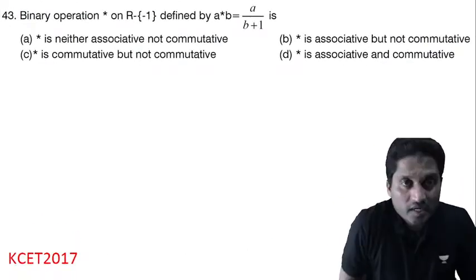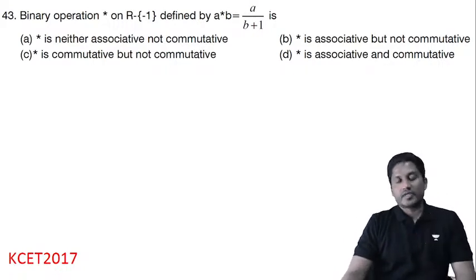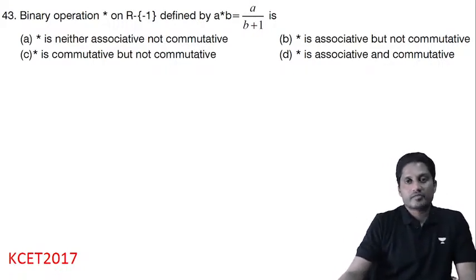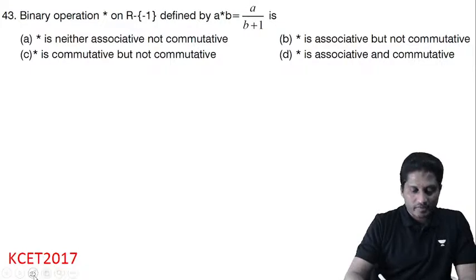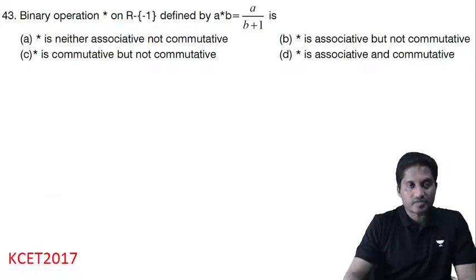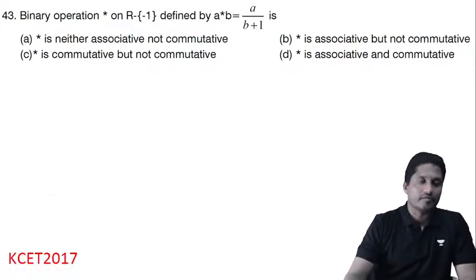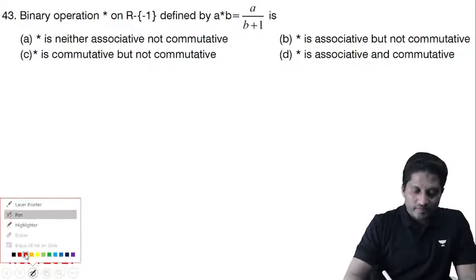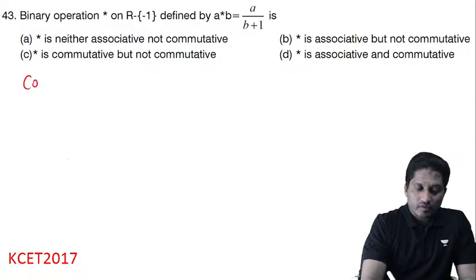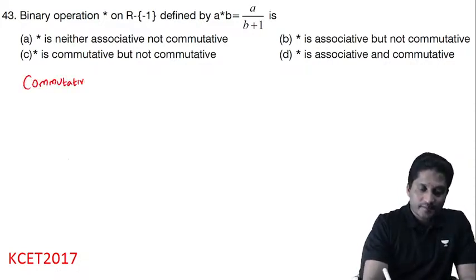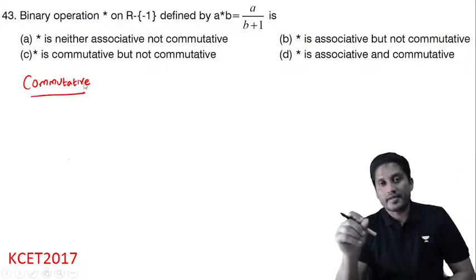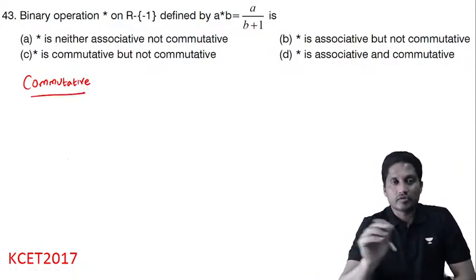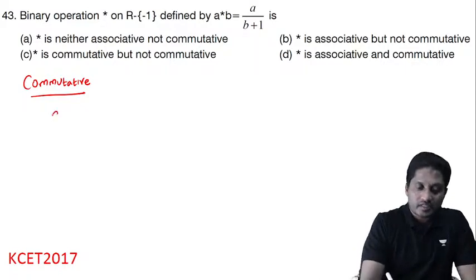Binary operation star on any real number except -1, a star b is a divided by b plus 1. Check whether it is commutative or associative. Again, this is an NCERT exercise question only, there in exercise 1.4. If you check commutative, a star b should be equal to b star a. Only then you say commutative, right? If it is not commutative, it is not associative. Don't waste your time.